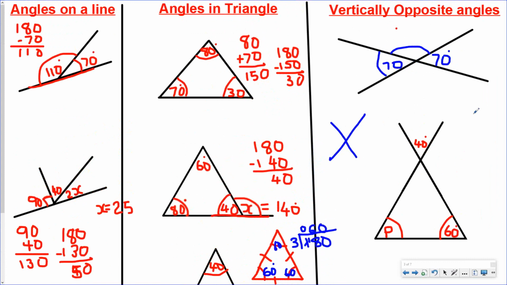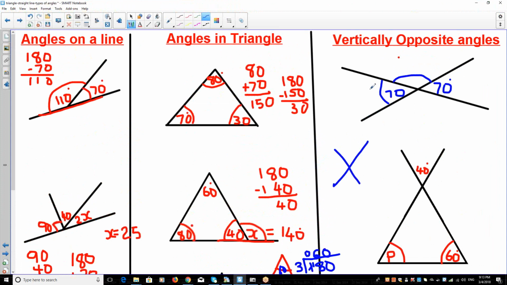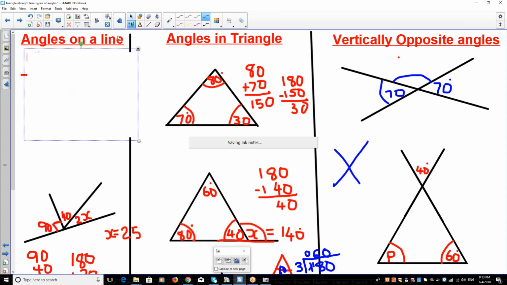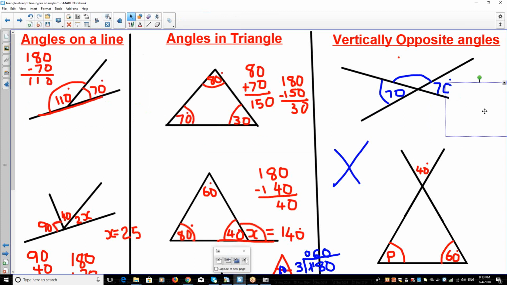Let me just show you something here. If I take this and put it here, and turn it a bit, can you see we've got a straight line? So this must be 110 degrees, because it's a straight line. It's going to be 110. Yes, excellent, that's correct.